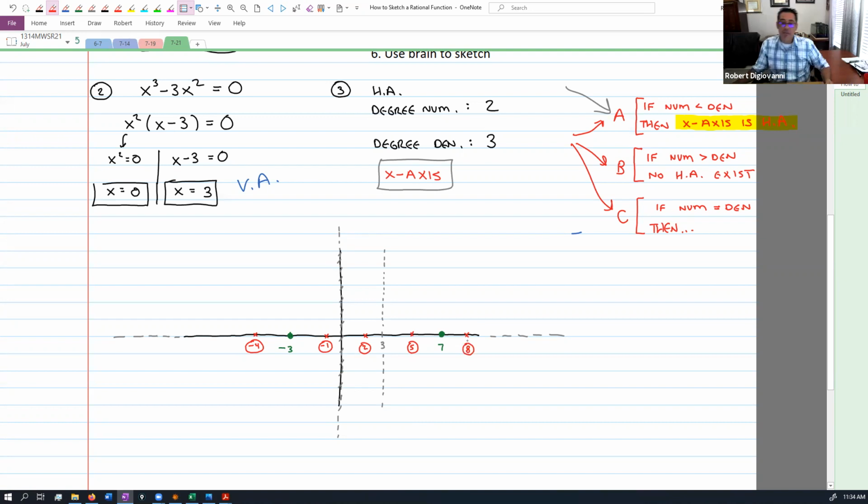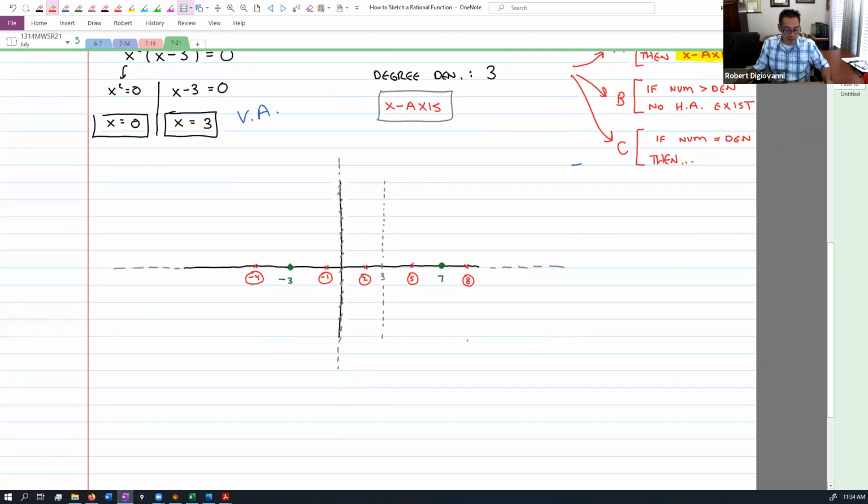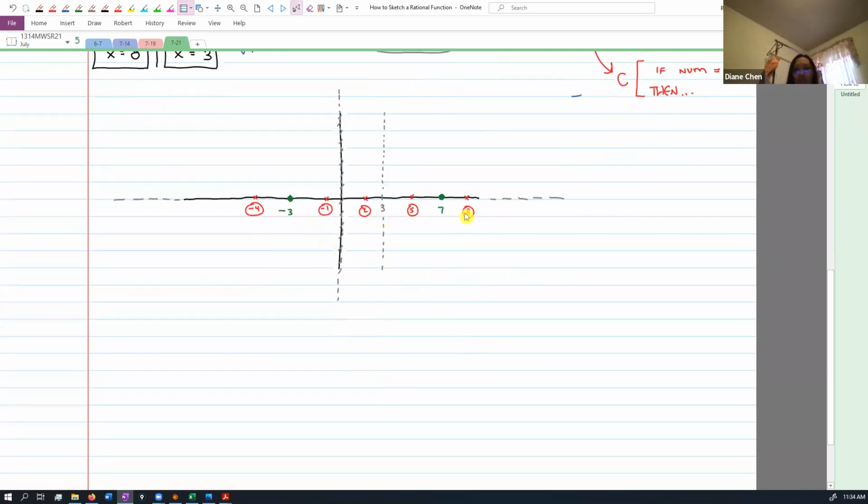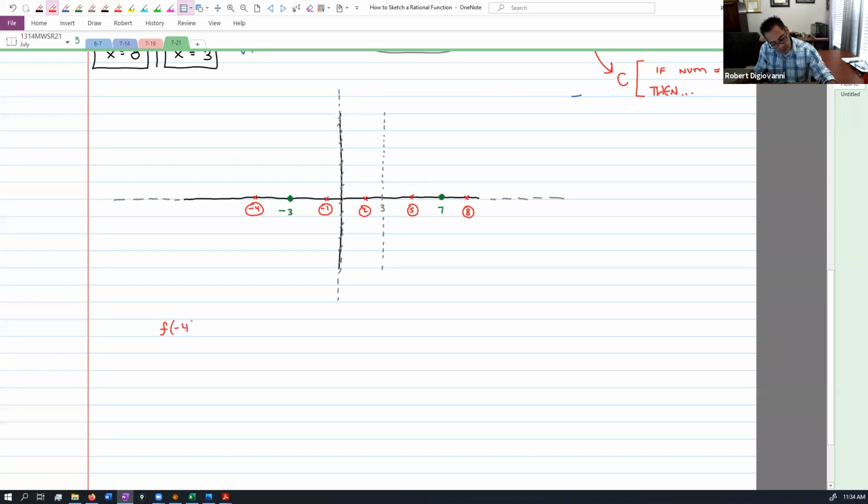And so what we're going to do now, and again, this is the part that I think sucks, is you've got to plug all these values into the original function now. So you've got to evaluate the original function at -4, evaluate the original function at -1, evaluate at 2, evaluate at 5, evaluate at 8.